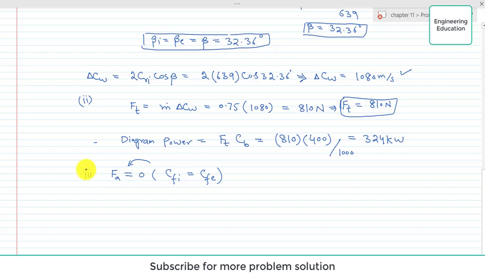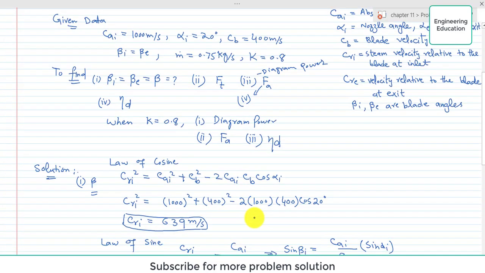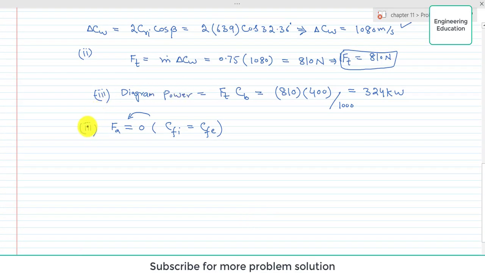So this is the part 3 of the problem. Part 3 is also, we can say, the diagram power. We missed it in the required solution over here. We have been given to find the diagram power, so we can also say that at third point we have diagram power, and at fourth, this is the part 4, axial force. This is third and this is fourth.